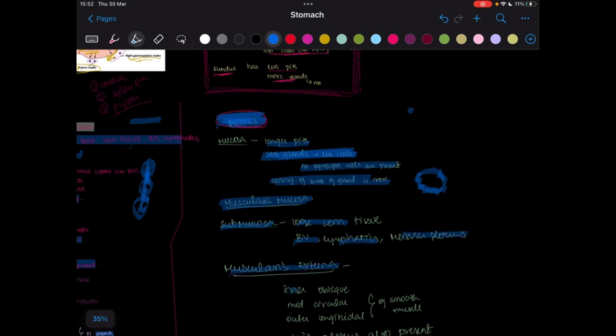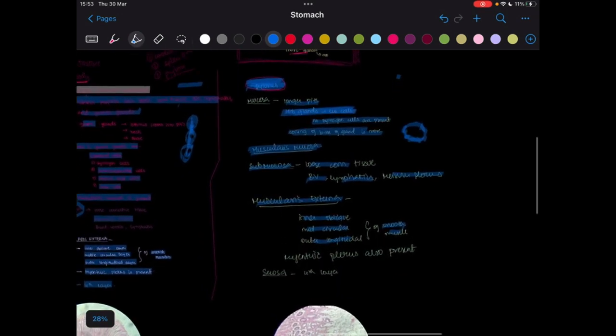Muscularis externa has inner oblique, middle circular, and outer longitudinal layers of smooth muscle, and the myenteric plexus is present. Serosa is the fourth layer.